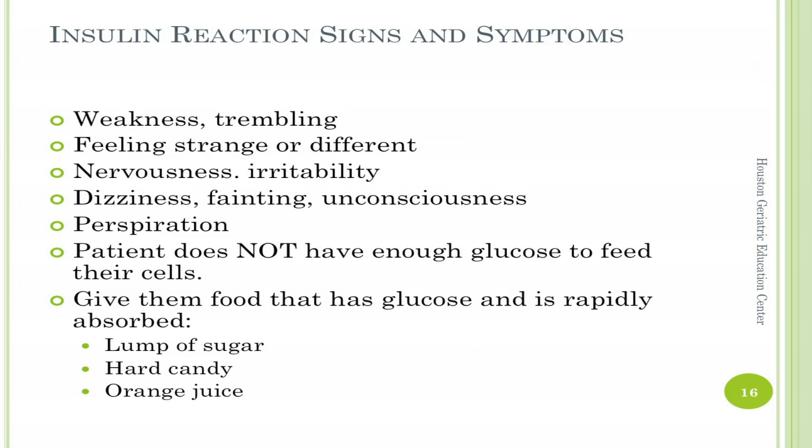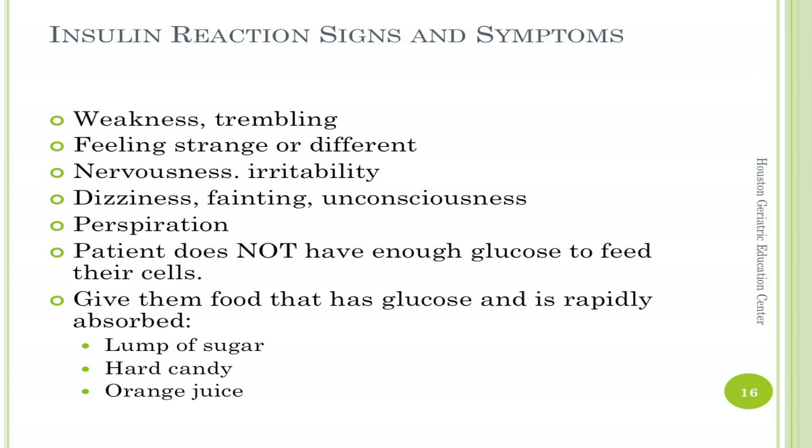The signs and symptoms of the insulin reaction, which would be hypoglycemia, would most typically look like weakness and trembling. They might tell you that they feel strange or they feel different, and they might not be able to say exactly what, but just that they don't feel right. They feel different. They might feel nervous or irritable. That's how they might act. They might actually complain of dizziness and fainting.